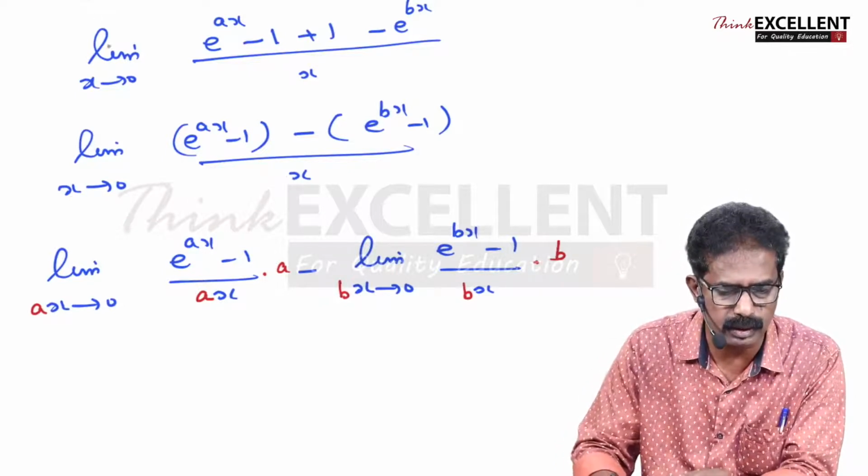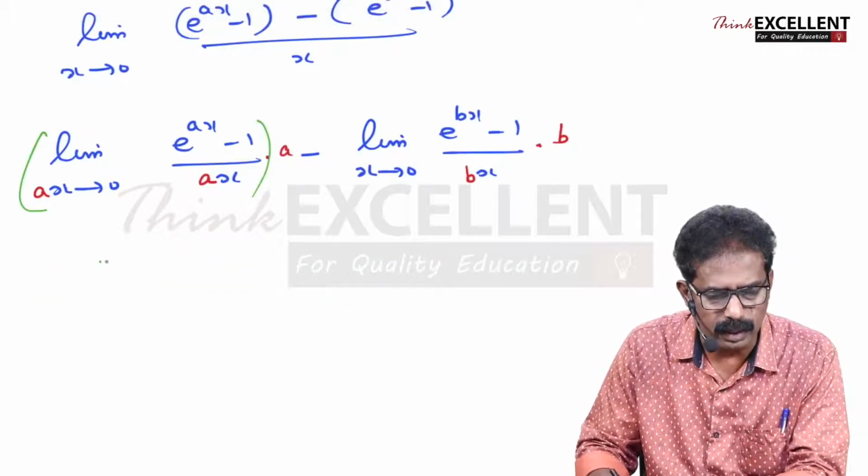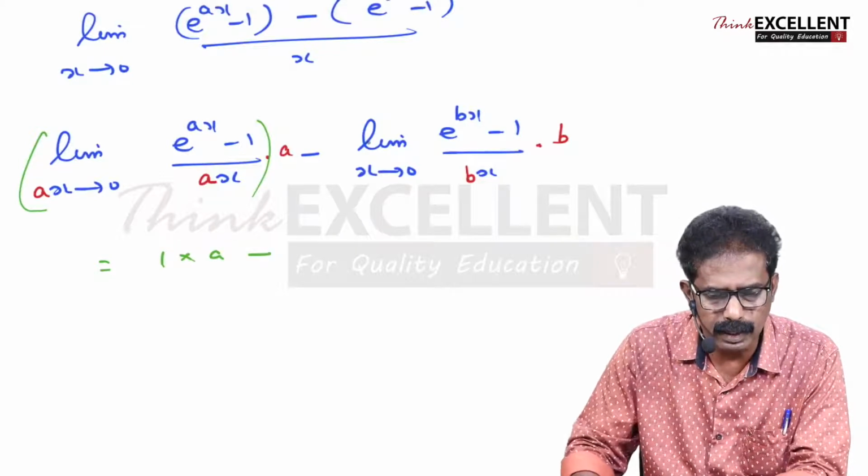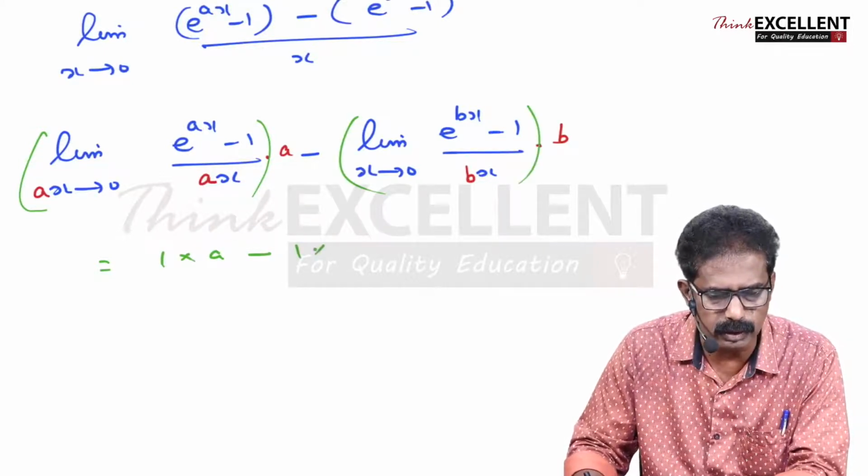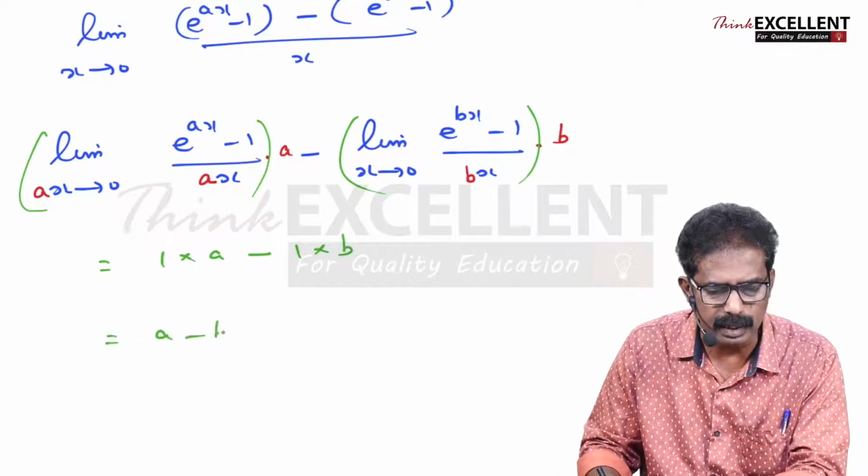So see the situation. Now this part is 1, right? 1 into a, minus, here also this part is 1, 1 into b. So your answer is a minus b.